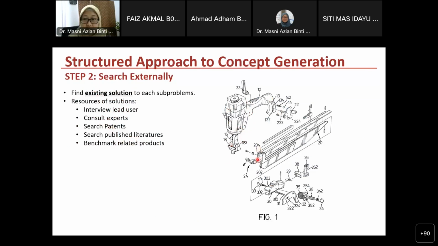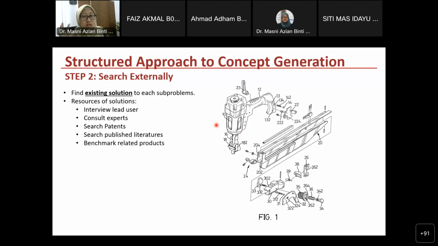So you can find the solution by interviewing the lead user, macam mana design yang sedia ada. You can consult the expert who are using this, who are designing this product. You can search for patents. So this is an example of a patent. Okay, so selalunya kalau dalam patent design ni, dia ada breakdown of the components. So you can see how the components are being interconnected to one another to perform the sub-function for the nail gun. And then you can also search published literature. You can also benchmark related products, similar products to get some idea basically. So during this search, basically you are looking at the benchmark product lah normally. You are looking at existing solution. You are trying to find the idea.